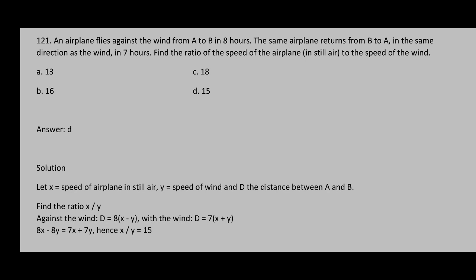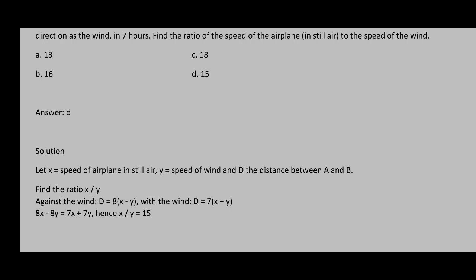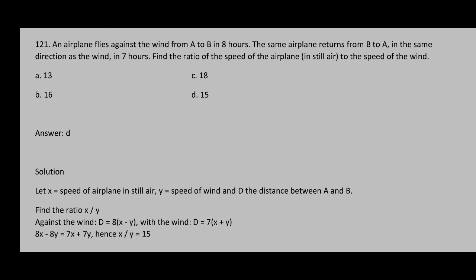Solution, let X be the speed of airplane in still air, Y is equals to speed of wind, and D the distance between A and B. So, find the ratio, X over Y. Against the wind, D is equals to 8 times the quantity X minus Y. With the wind, D is equals to 7 times the quantity X plus Y. So, 8X minus 8Y is equals to 7X plus 7Y. Hence, X over Y is 15. Sagot daw dyan ay letter D, 15. I-lock mo yan, letter D.